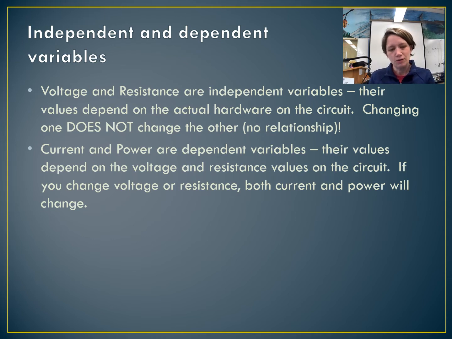However, the other two variables, current and power, are actually the dependent variables. In other words, the values of these two variables depend entirely on the voltage, or the batteries, and the resistance of the circuit. So changing those two things affects the current and the power because those are dependent.